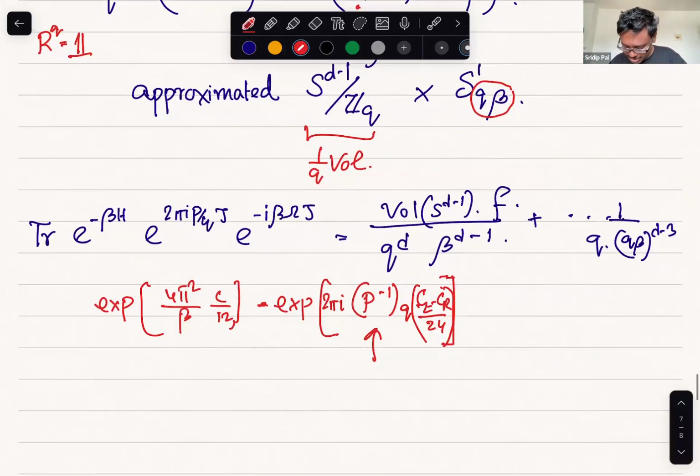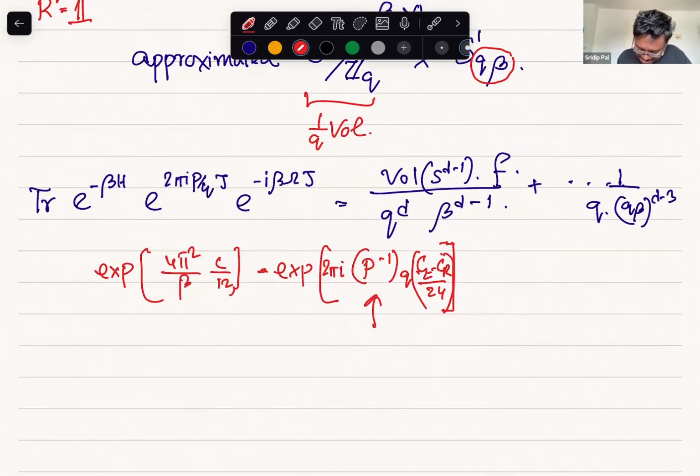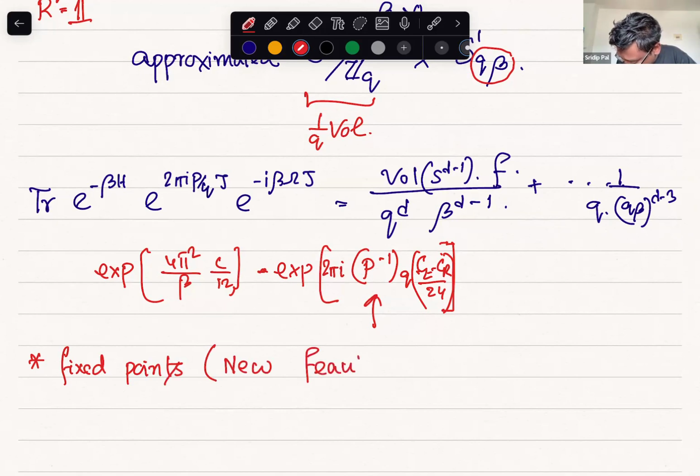Okay, so that's one subtlety about topological terms. And the next subtlety is the following thing. The next subtlety is the fixed points. So what about fixed points? And these are also new features in higher D.